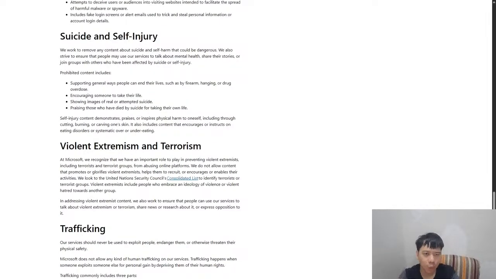Suicide and self-injury. We work to remove any content about suicide and self-harm that could be dangerous. We also strive to ensure that people may use our services to talk about mental health, share their stories, or join groups with others who have been affected by suicide or self-injury. Prohibited content includes supporting general ways people can end their lives, such as by firearm, hanging, or drug overdose, encouraging someone, showing images of or praising those who have died, self-injury content that demonstrates, praises, or inspires physical harm to oneself, including through cutting, burning, or carving one's skin. It also includes content that encourages or instructs on eating disorders, or systematic over or under eating.